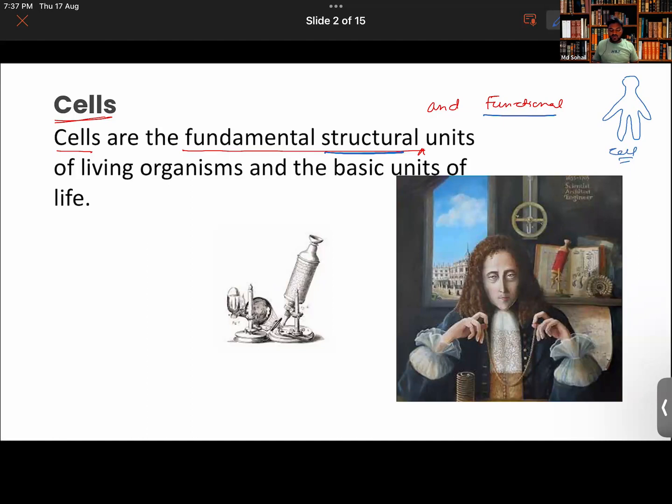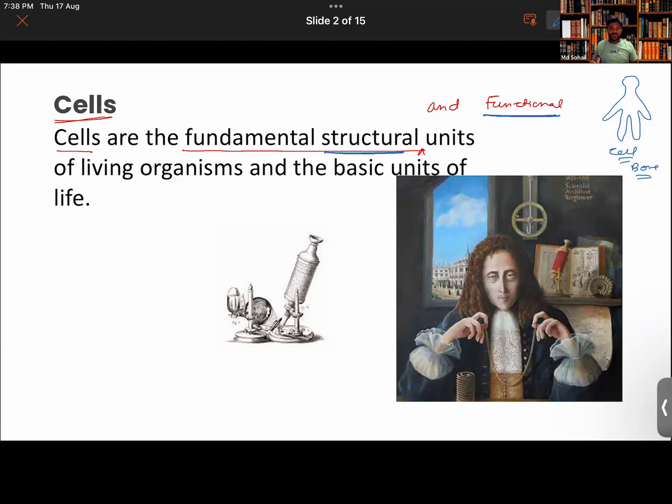And then you have also another thing called a functional unit. They are also the functional units. Why functional unit? Because each and every cell of different tissues and different organs is performing different functions. For example, the cells of the bones give the shape and structure to the body, right?